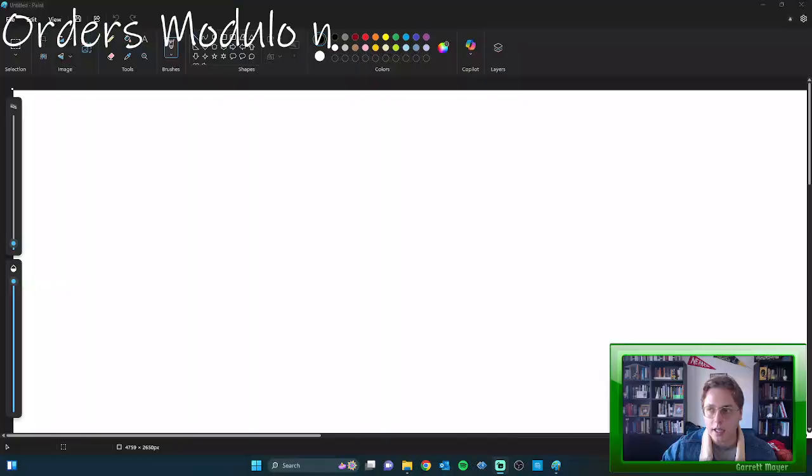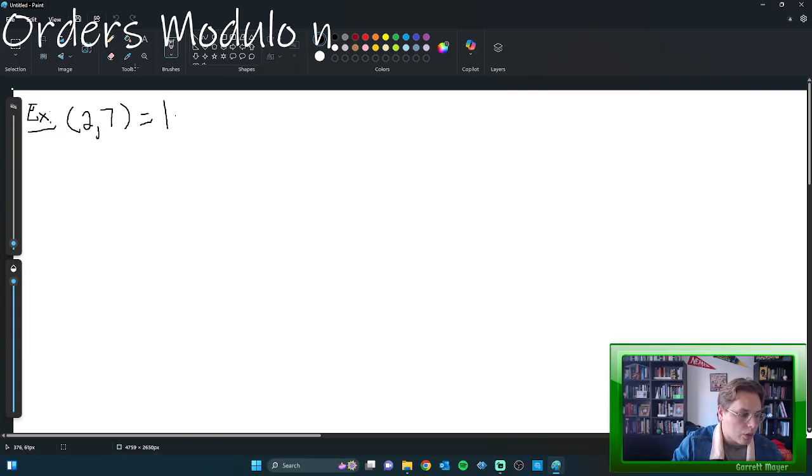So let's start by jumping in with a brief exercise connecting GCDs and powers in modular arithmetic. We know that the GCD of 2 and 7 is 1. So we're going to see what happens when we take 2 to different powers modulo 7. Starting with 2 to the 0, we know 2 to the 0 equals 1, so that's congruent to 1 mod 7.